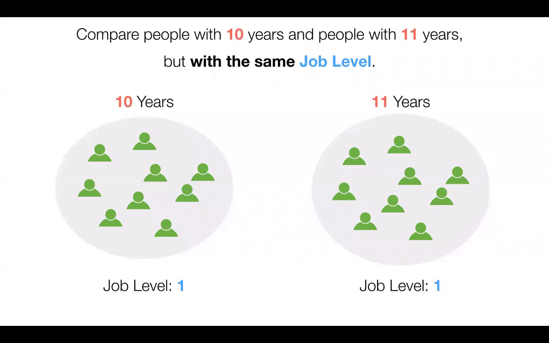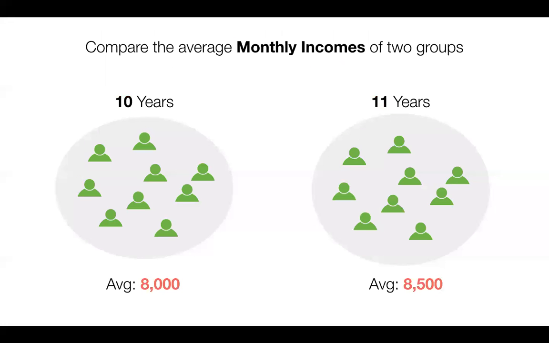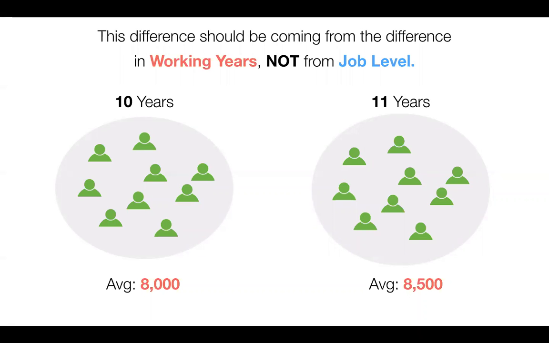How about the gender? How about the location? How about the education? Yes, those are important things. But let's simplify here to focus on only two variables, working years and job level. As long as we talk about those two variables, the only difference here is the working years. Then we get the monthly income average of each group, 8,000 and 8,500. The difference is $500. So we can say this $500 difference must be, or most likely is, coming from the working years, or at least not from job level.